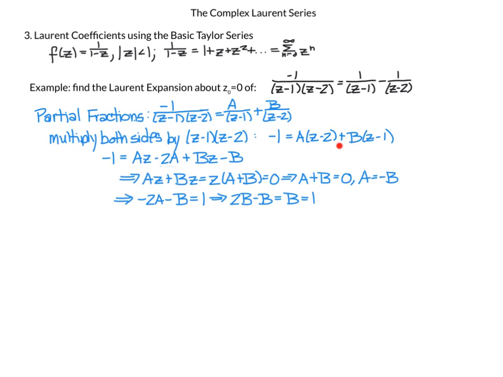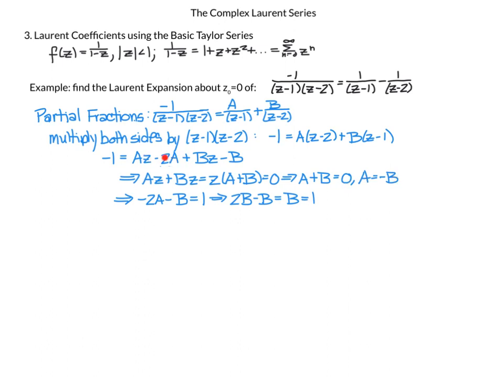So multiplying this out, on the left-hand side you have negative 1, on the right-hand side you have az minus 2a plus bz minus b. Grouping like terms together, you have az plus bz. There are no z terms on the left, so it must equal 0. I factored out my z, so z times a plus b equals 0. z is not equal to 0, so a plus b equals 0, which means a is equal to negative b.